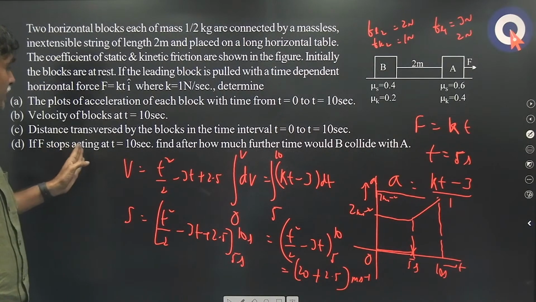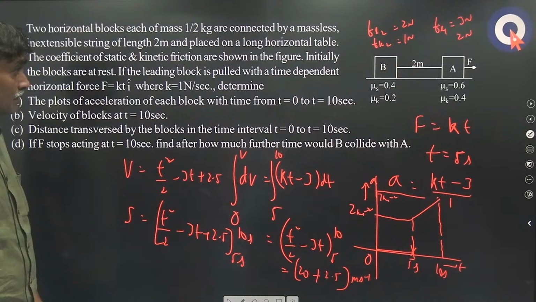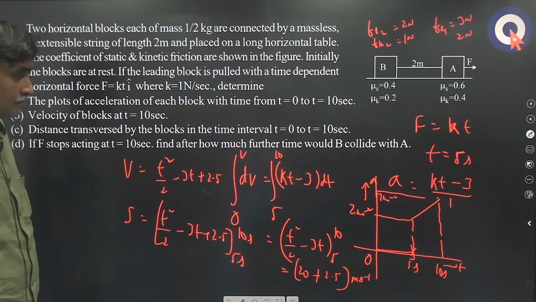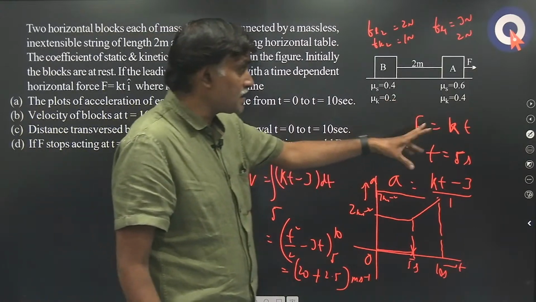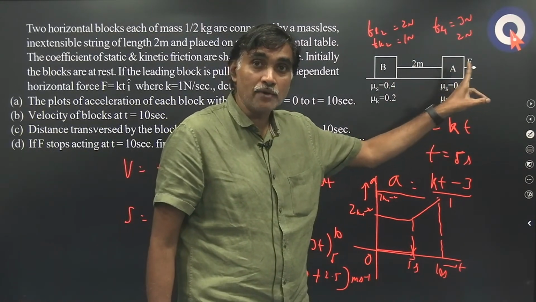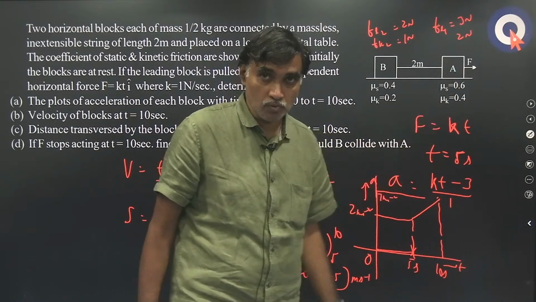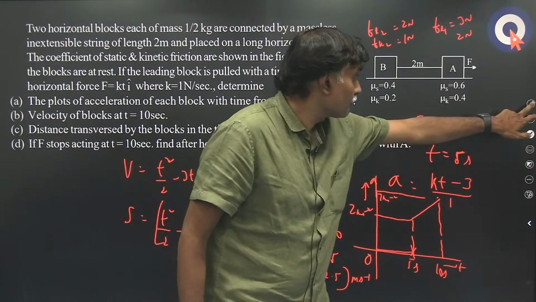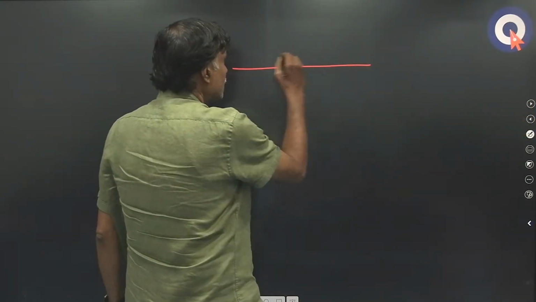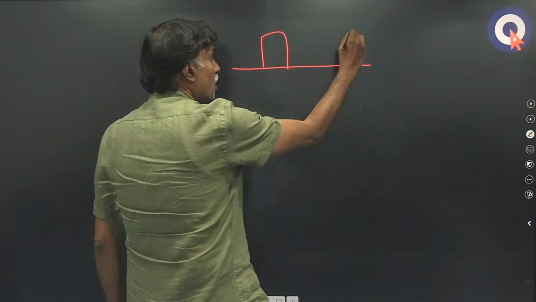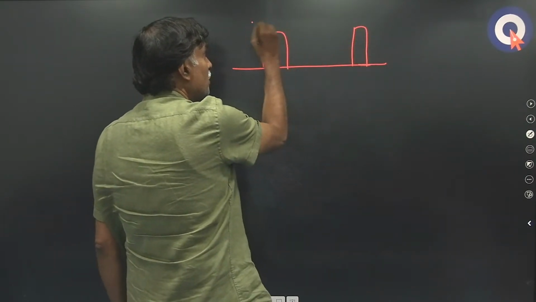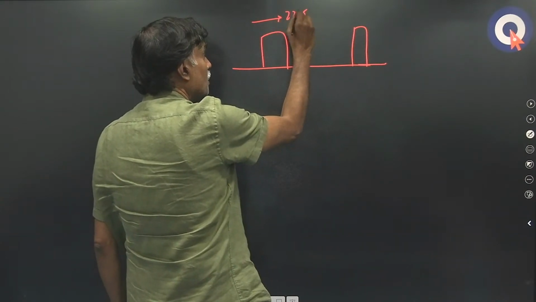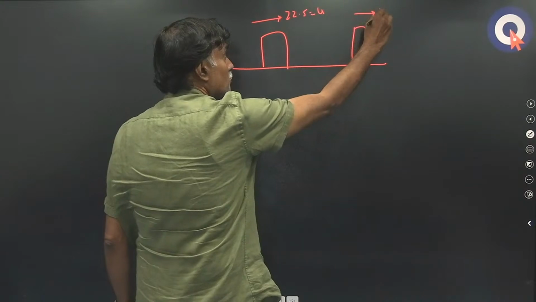Next, if F stops acting at t equal to 10 seconds, find after how much further time B would collide with A. Now, F stops acting, but at that instant after 10 seconds, what is velocity of each block? It is 22.5 meters per second, which I assume as u. Okay, so I will take the next page. So, for this also u.